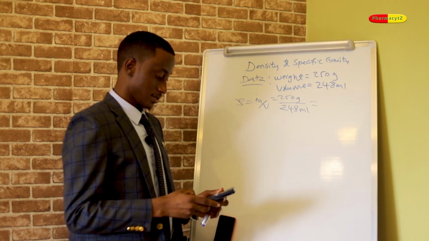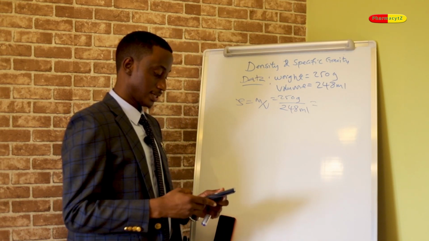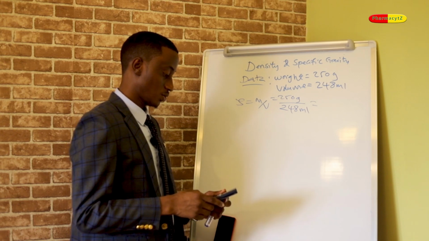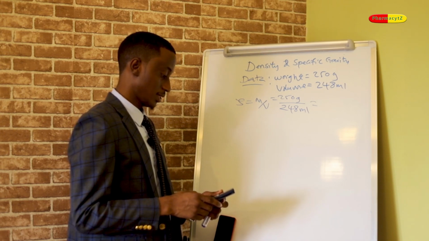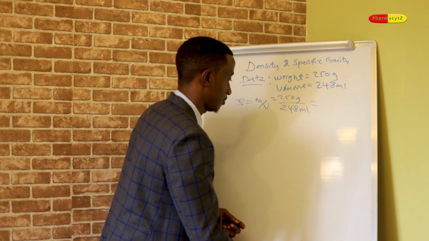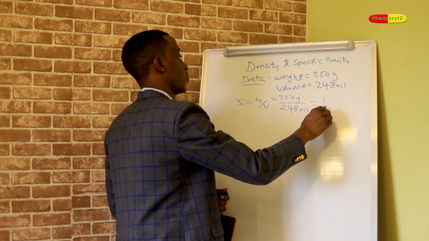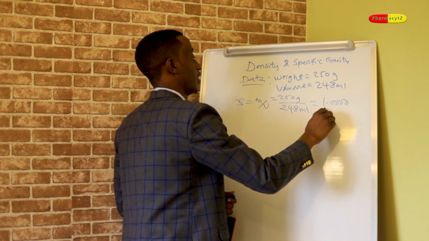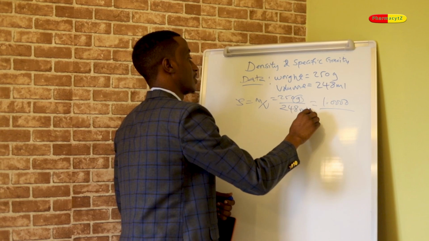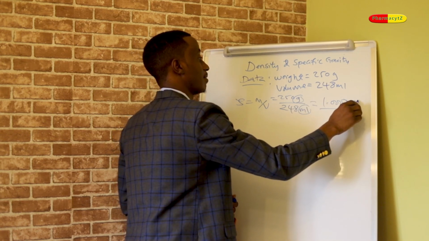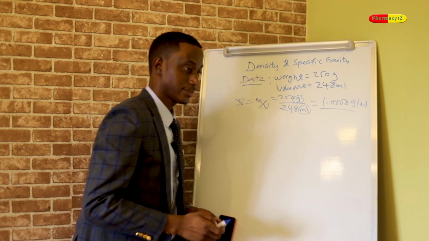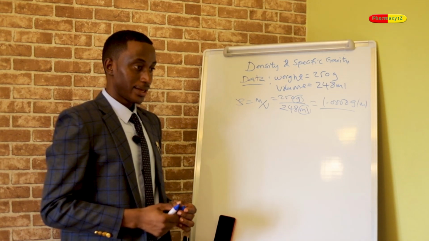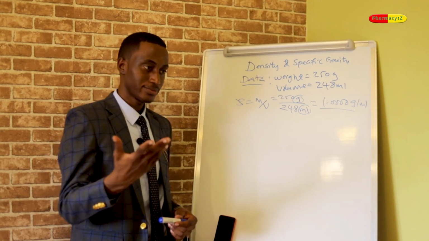Then this is equivalent to 250 over 248. This is 1.0008. But this is mass over volume, so that is gram per mil. Okay, then the second example.